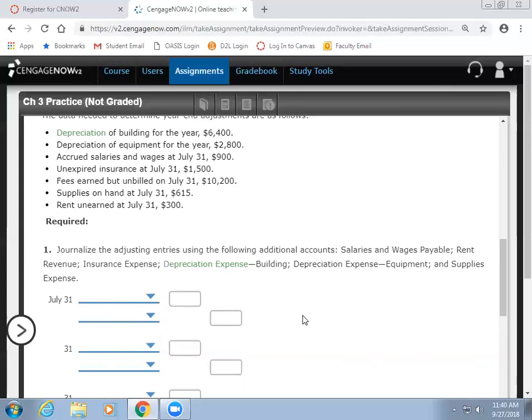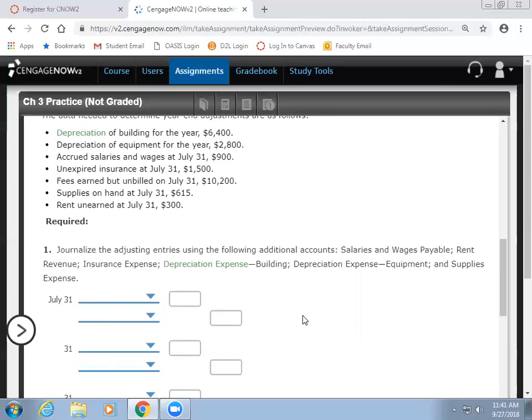We're using drop downs to make it a little quicker and easier to do together. But on the project, you'll actually be doing the actual journal entries, typing them in, and you may have some on your homework too, like that. Okay. So in this case, we're going to start journalizing these adjustments that are listed here.